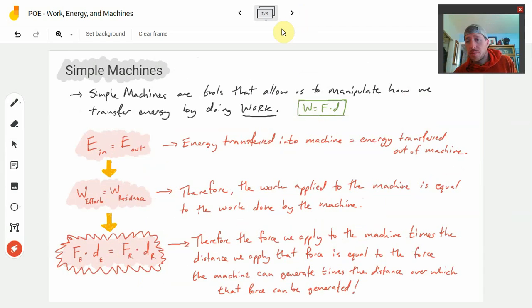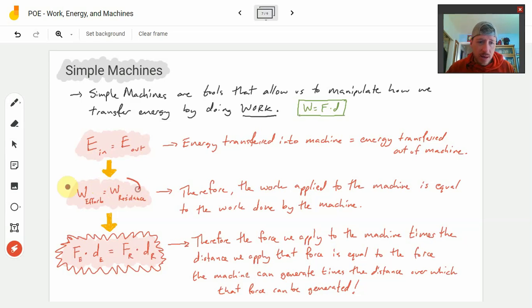And that brings us to simple machines. Simple machines are tools that allow us to manipulate how we transfer energy. We use these tools to manipulate how we transfer that energy by doing work. And work, once again, is applying a force over a distance. So we know, due to the law of conservation of energy, the energy we put into a machine is equal to the energy that machine puts out.